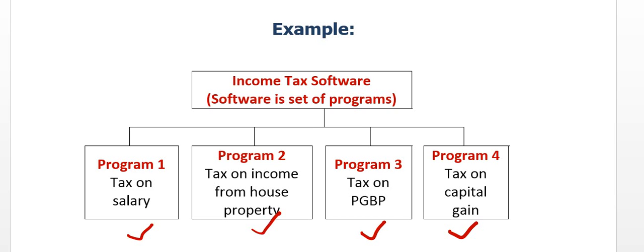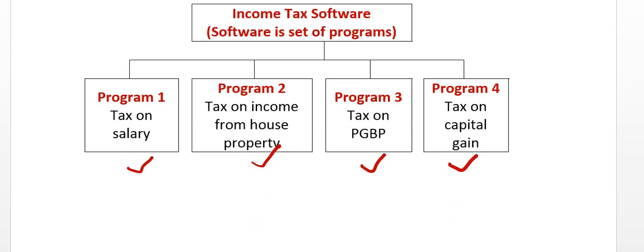Now there are various programs available. I have just taken up 4 programs. Then you will have a program in which you will get 80 deduction. Then there will be a program which will be talking about set off and carry forward. So basically all these small programs, as and when you compile, the end result which you are going to receive is income tax software. So income tax software is a set, collection, or compilation of different kinds of programs.